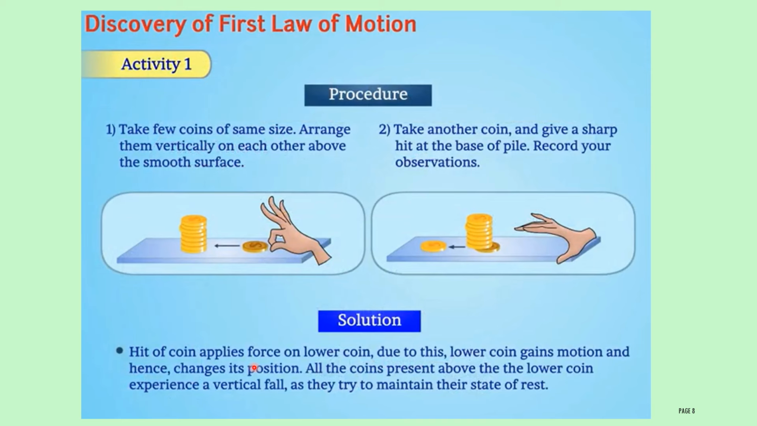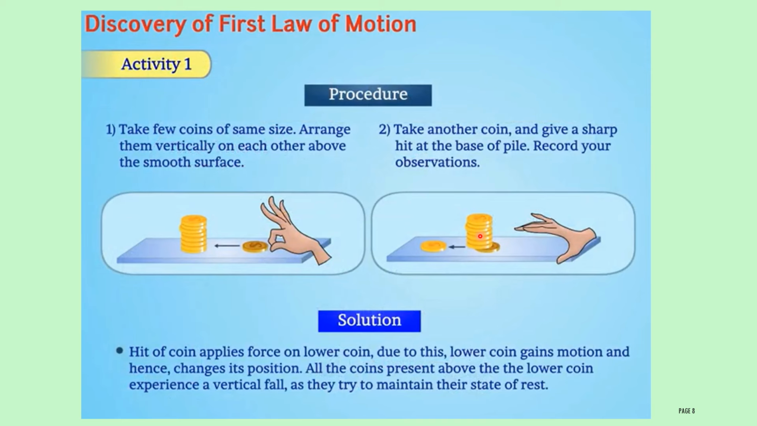The hit of the coin applies a force on the lower coin. Due to this, the lower coin gains motion and hence changes its position. You are applying a force, a pressure, only on the lower coin, so only the lower coin moves. On the remaining coins you are not applying any force, so they stay in a state of rest. All the coins above the lower coin experience a vertical fall.